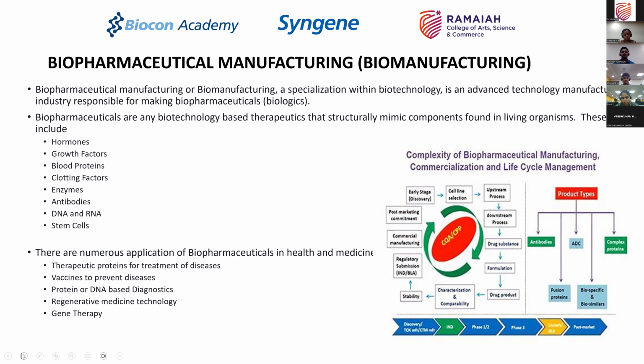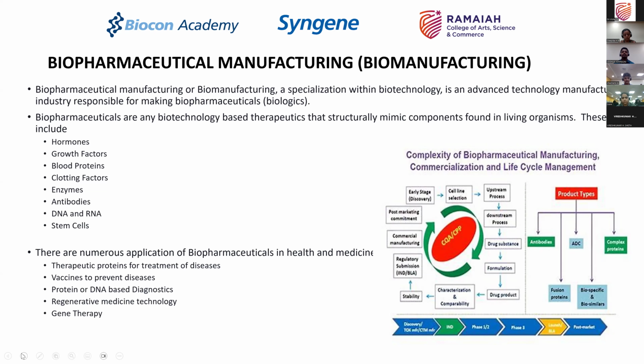Now, what are these components? It could be a hormone, it could be a growth factor, it could be a blood protein, a clotting factor, an enzyme, an antibody, it could be a DNA or an RNA or even a stem cell. So all these categories or components which are found in living organisms are now available as biopharmaceuticals through the process of biomanufacturing.